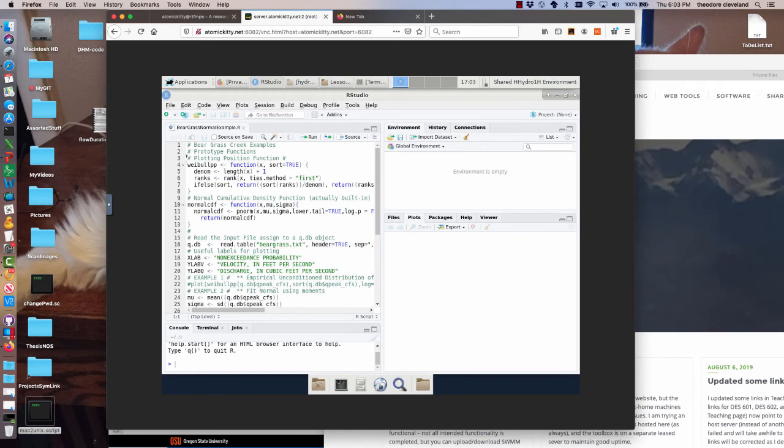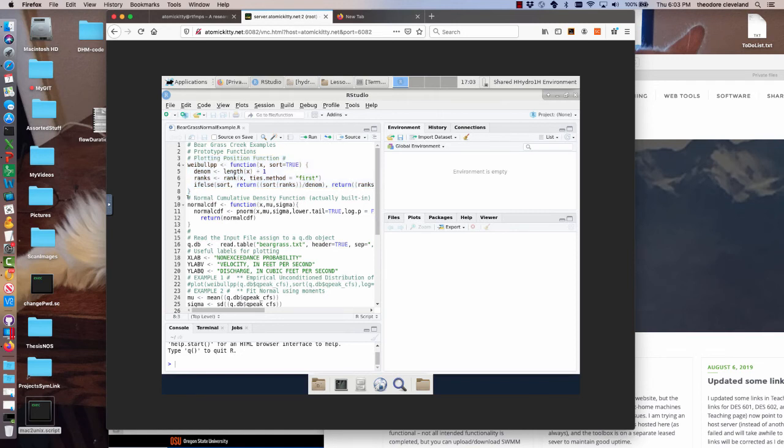So we have some prototype functions. The first is the Weibull plotting position, and it would be easy enough to use a different plotting position formula if you wanted to. And in this case, it takes input X, it sorts it, and then produces the denominator, which is the length plus 1, the n plus 1, and then it ranks it. And then the ties method is the first available breaks the tie. And then we sort the result of ranks divided by denominator and then return the result.